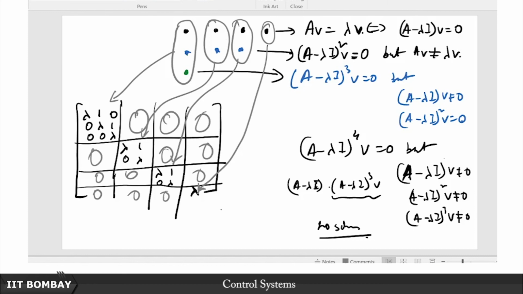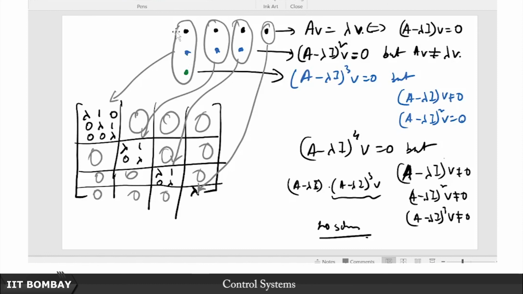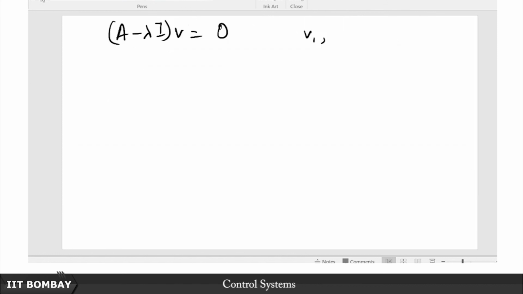Now once you know what the sizes will be, how to explicitly obtain the vectors is the question. In order to do that, as before, you solve (A minus lambda I) times v equal to 0, and you get your vectors. So in this example, for instance, you got 4 vectors, let us say v1, v2, v3, v4. These are your eigenvectors.